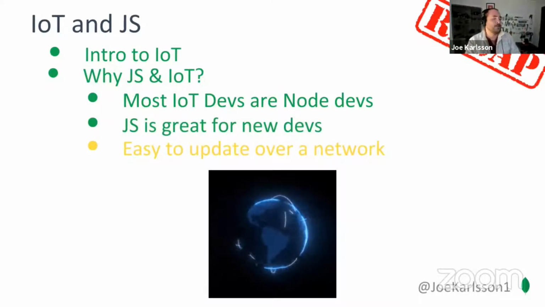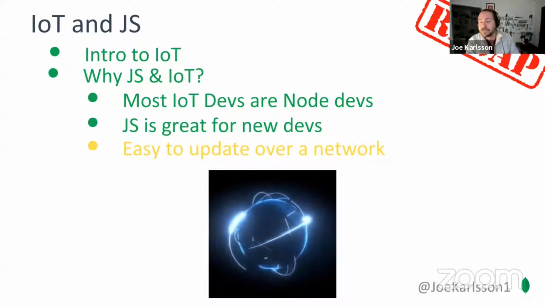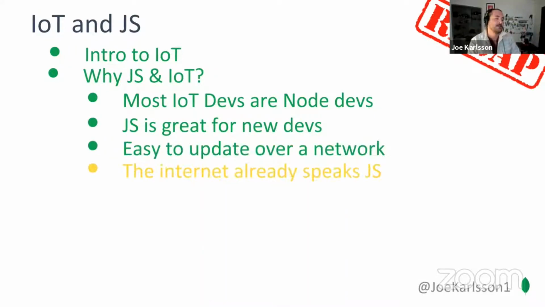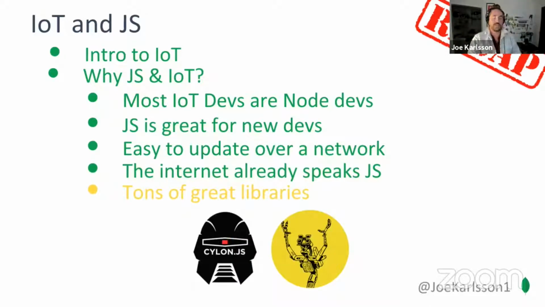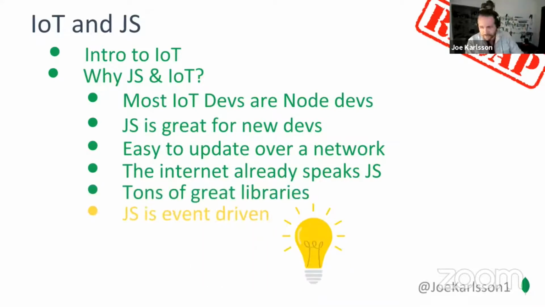Super easy to update over a network. All you have to do is an npm install or a git pull and npm install. And it already speaks JavaScript, baby. Let's just keep it going, right? It feels good. Let's just keep the party going. Tons of great libraries and frameworks. I'm using Johnny 5. I think it's great. Great place to start. JavaScript is event-driven, and it matches closely how IoT projects are made in the real world.